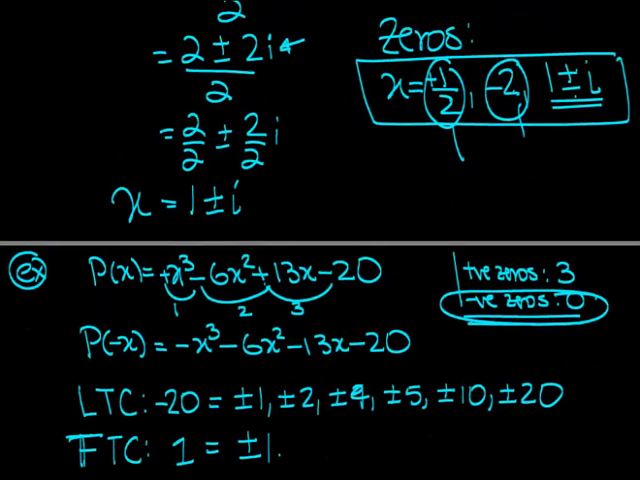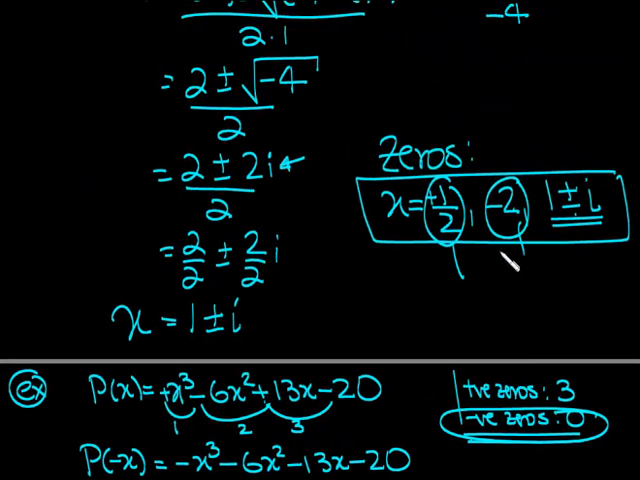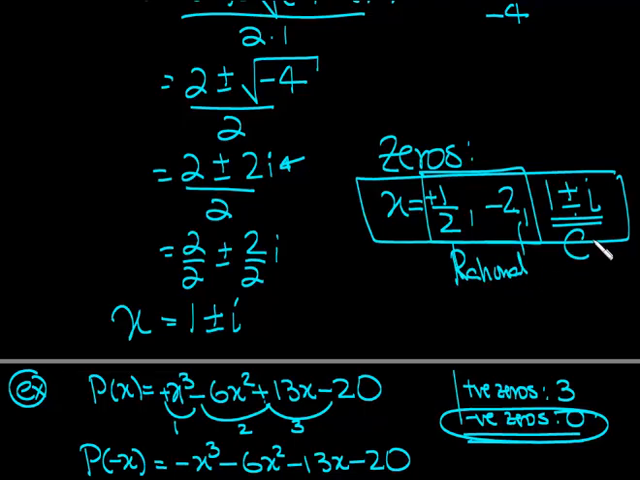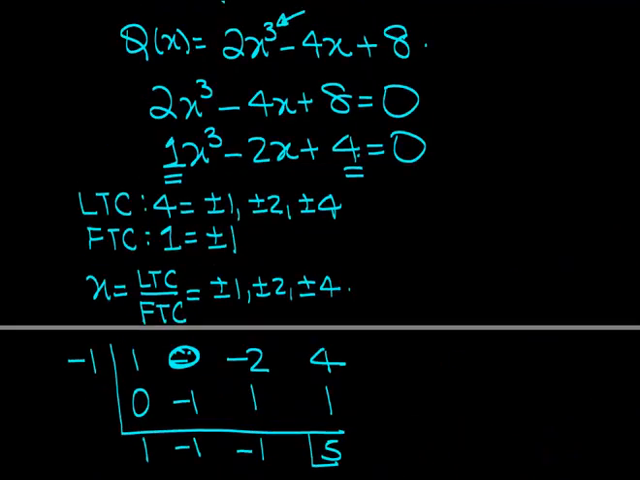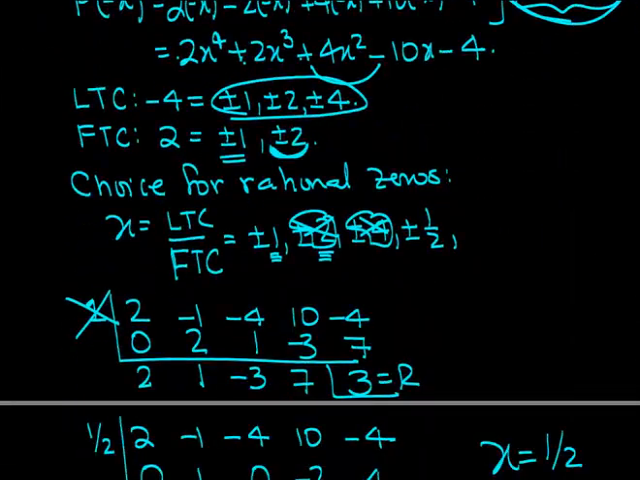Okay. Again, I do want to stress this. In this last example, if you notice, we found 2 rational zeros, 2 fractions, and the other 2 were complex. So these were rational and these were complex. The rational zeros were in our choices. If you notice, our choices were up here.